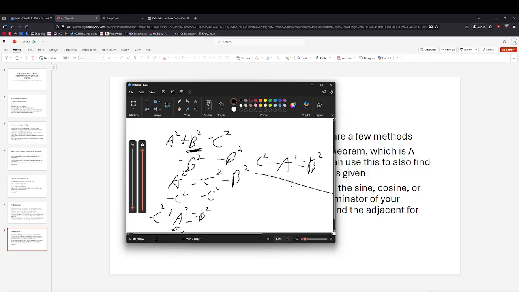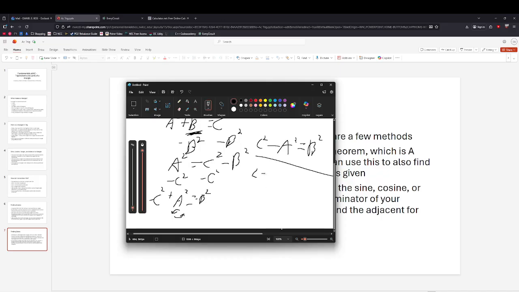And to find that, you find the square root of every number. So then it becomes c, or sorry, the square root of c squared minus a squared equals b. And then let's say you get x equals b. Yeah. Then you have your answer for b. So that's how you find one side if you have two sides.